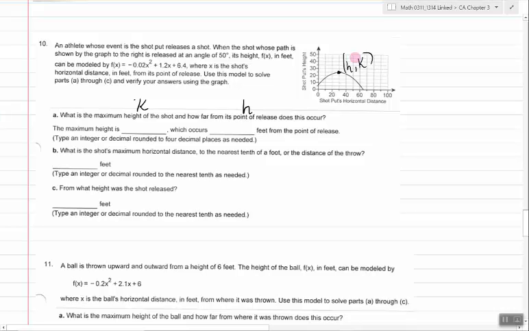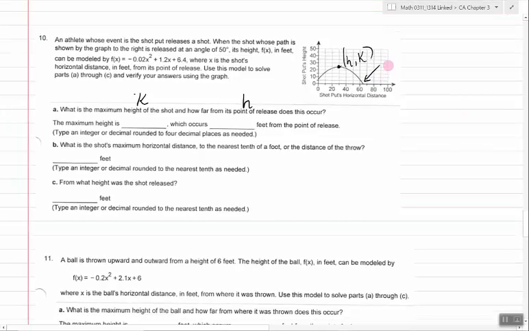Then it wants the shot's maximum horizontal distance. That'll be right here. That is an x-intercept. And from what height was the shot released? That's right there, and that's the y-intercept. I can get all of that information from my grapher.